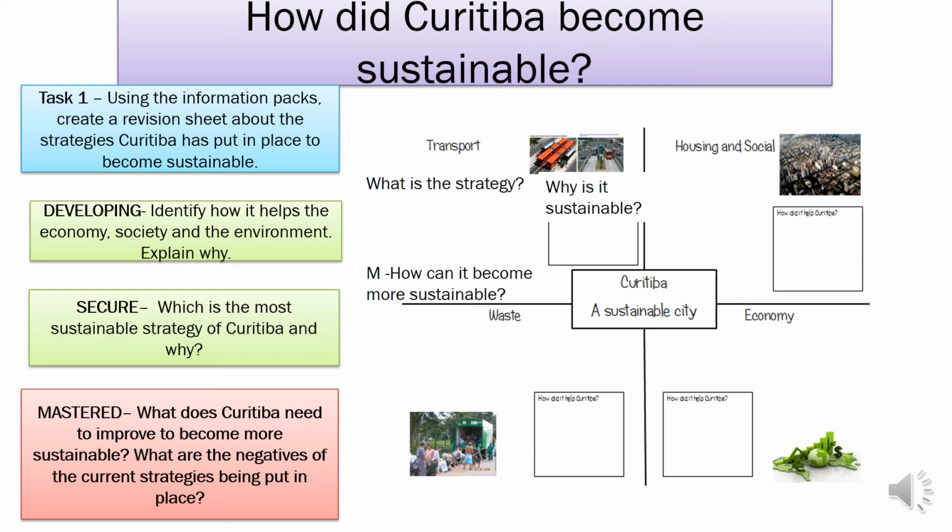And for mastered sets 2 and above, or people that want to push themselves further, I need you to tell me what Curitiba needs to do to improve and or the negatives of the current strategy. So for example, with the transport, even though they have this rapid bus system, if the buses are still using diesel and petrol, they will still emit CO2 and have an impact on the greenhouse effect and climate change.